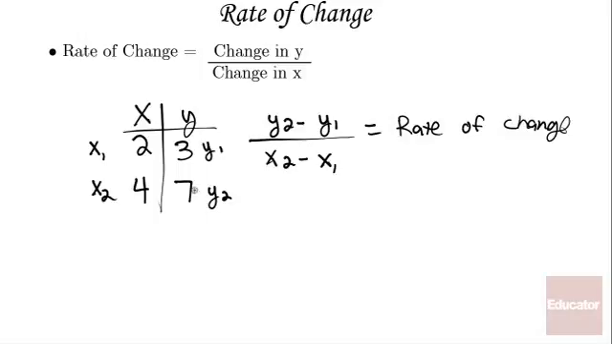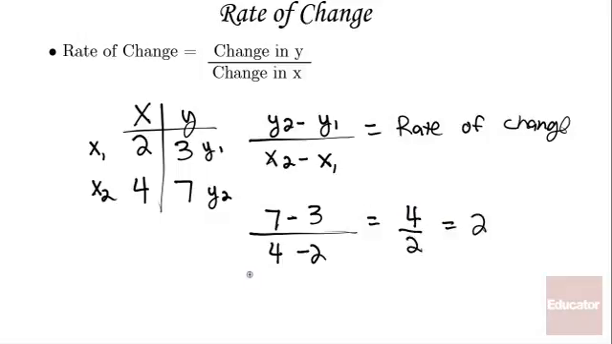Using that formula, I substitute in y2 is 7 minus y1 is 3. So y2 minus y1 over x2, which is 4, minus x1, which is 2. And that comes out to 4 over 2, or 2. So in this case, the rate of change was 2.